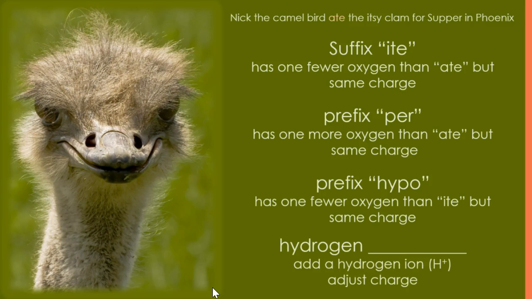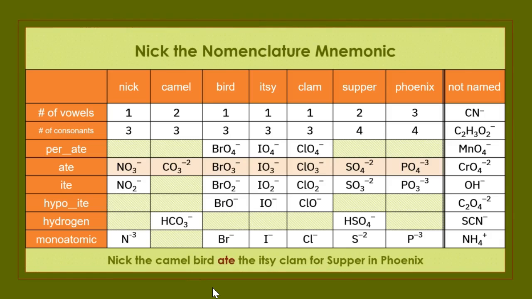And then when we have an ion that starts with hydrogen, we're going to add a hydrogen ion to that ion and adjust the charge accordingly. Now, we can summarize all this in a chart, and that's shown on the next slide. So here's a chart. It's kind of busy. Let me just go through it.